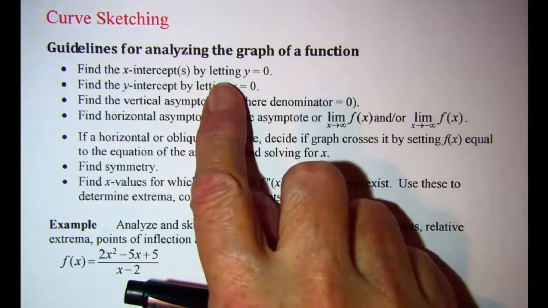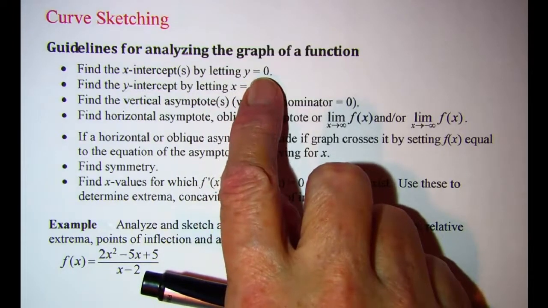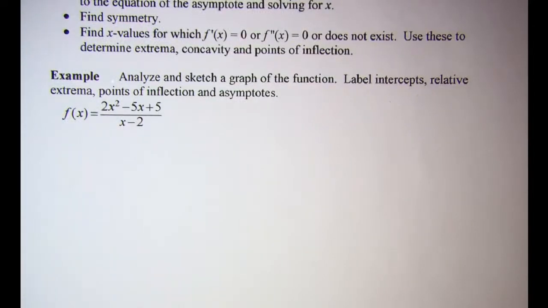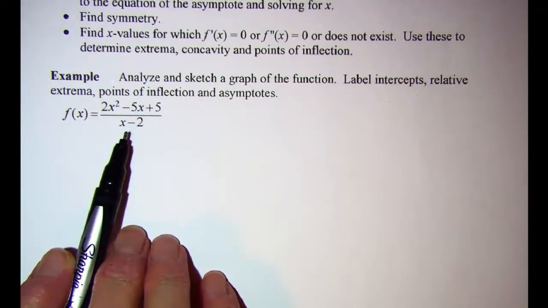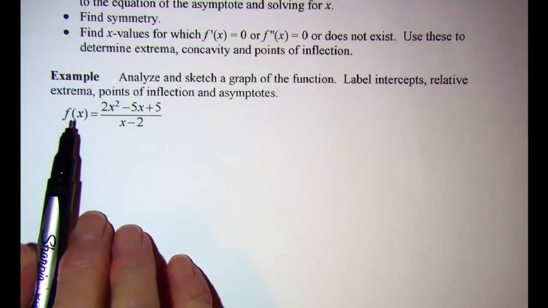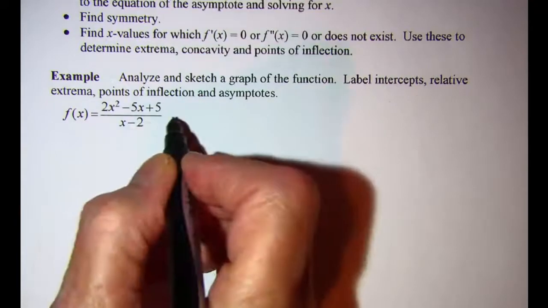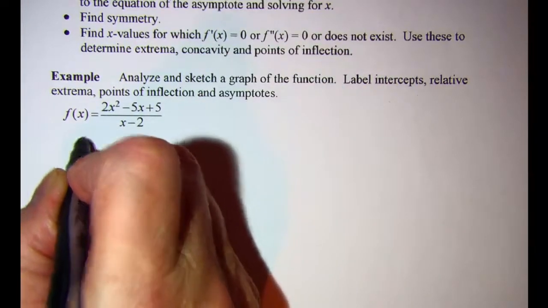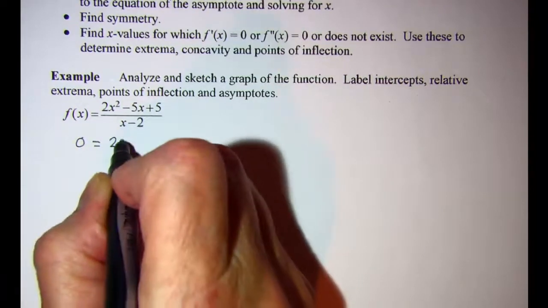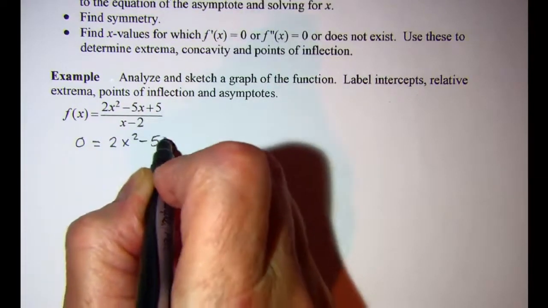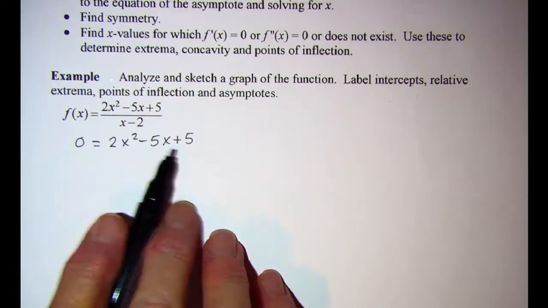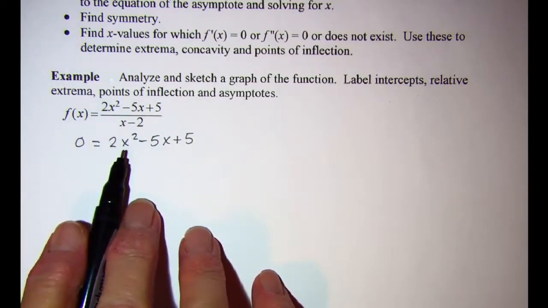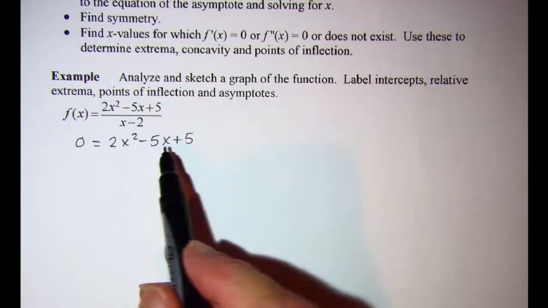Our first step is to find the x-intercepts of the function by letting y equals 0. So with our function f of x equals 2x squared minus 5x plus 5 divided by x minus 2, if we let y equals 0 and then multiply both sides by x minus 2, we see that 0 is equal to 2x squared minus 5x plus 5. Now this is a quadratic. To find the values for x, we'll need to use the quadratic formula because it doesn't factor.